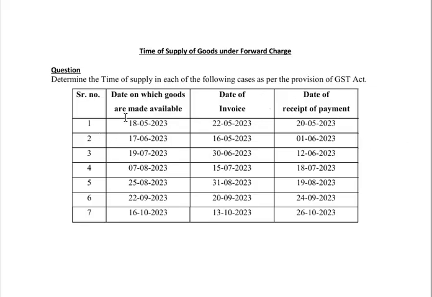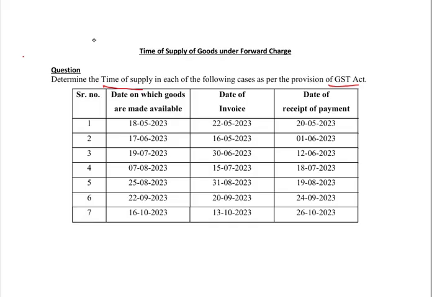First scenario is what? Date on which goods are made available, that is 18th May 2023. Date of invoice is given, 22nd May 2023, and the fourth column which states the date of receipt of payment. So goods made available date is given, invoice date is given, and payment date is given. With these three pieces of information, we need to find out the time of supply. Okay, so we need to find the time of supply as per the GST.